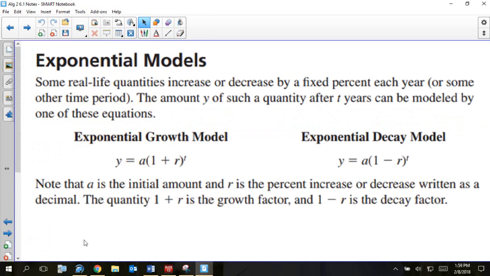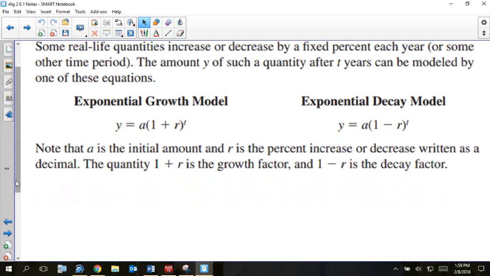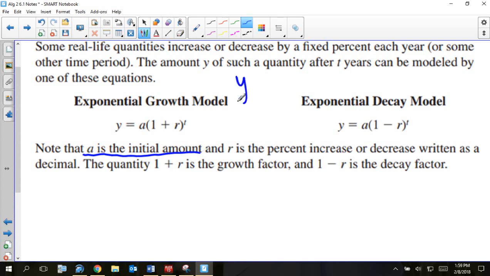So the place that we're starting the notes looks like this. There are two models that have been written out for you that you need to know. The first is the exponential growth model. It tells you that A is the initial amount. A is written in front of the parentheses. The formulas we were graphing with before were y equals A times B to the x.